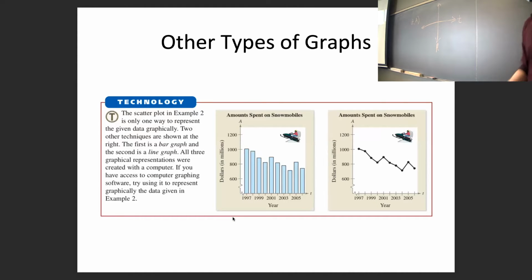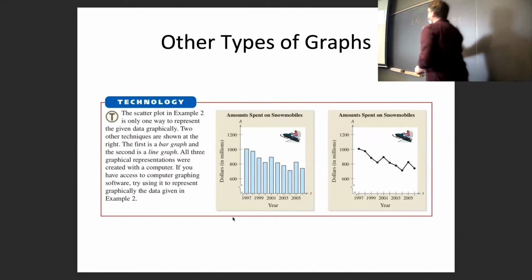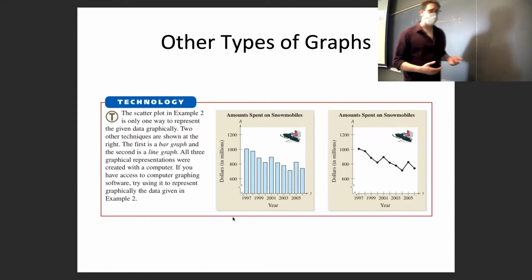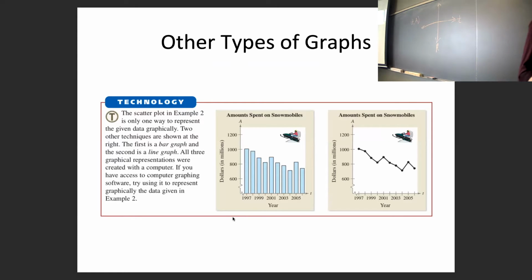So let's say we wanted to plot this data. Like I said, we could plot them as points, or we can go ahead and plot them as a bar graph or a line graph if we so choose. Notice the only difference between a bar graph, just plotting the points, and a line graph is a line graph connects the points. Everybody's favorite game, connect the dots.